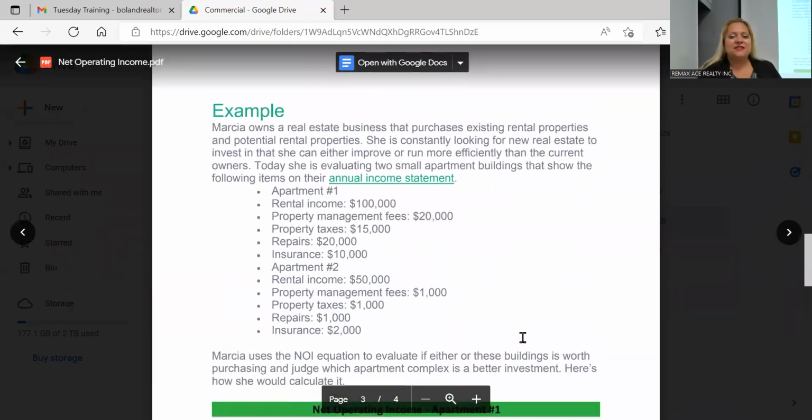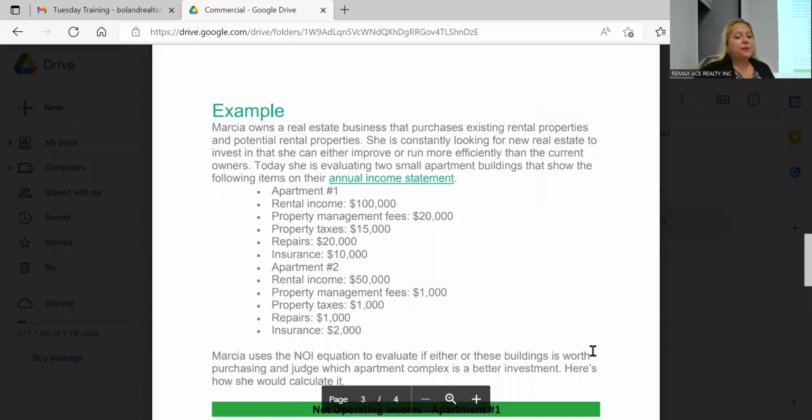Marsha owns a real estate business that purchases existing rental properties and potential rental properties. She's constantly looking for new real estate to invest in that she can either improve or run more efficiently than current owners. Today, she's evaluating 2 small apartment buildings that show the following items on their annual statement. Apartment number 1 has rental income of $100,000 a year, property management fees of $20,000, property taxes of $15,000, repairs of $20,000, and insurance of $10,000.